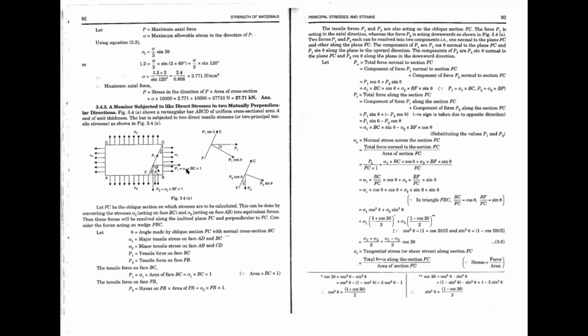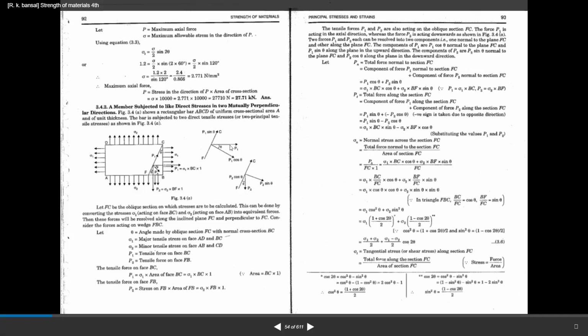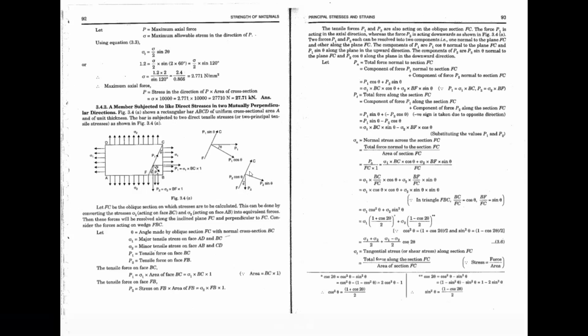The components of P2 are P2 sin theta normal to the plane FC and P2 cos theta along the plane in the downward direction. Let us see the corresponding diagram. P1 cos theta, P1 sin theta, FC. Taking FC downwards, P2 cos theta and P2 sin theta are converted along the x-axis and y-axis.